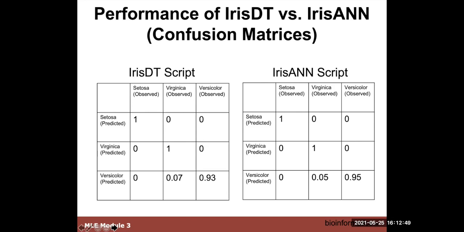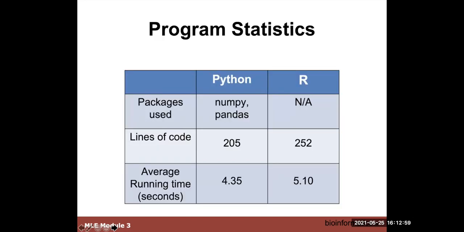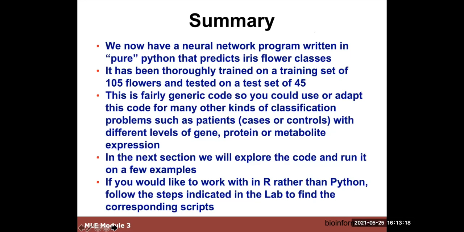And that just underlies the power of decision trees or random forests. But neural nets are good for plenty of other things that decision trees don't do well. This is just a comparison between the Python version and the R version. You can see that the R version is a little longer; R is a little slower, but that's typical for R. So what we've shown is all the guts of a pure Python program to predict iris classes using an artificial neural network. It is fairly generic code, so we could have applied it to other types of problems, just like we did with the decision tree.